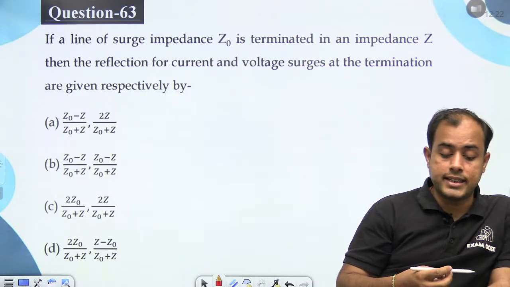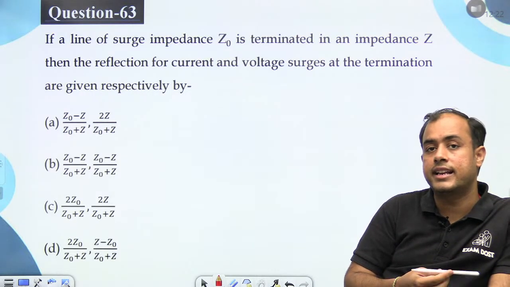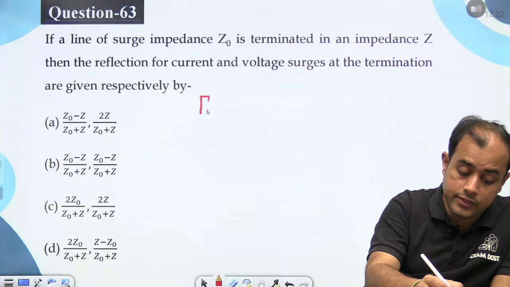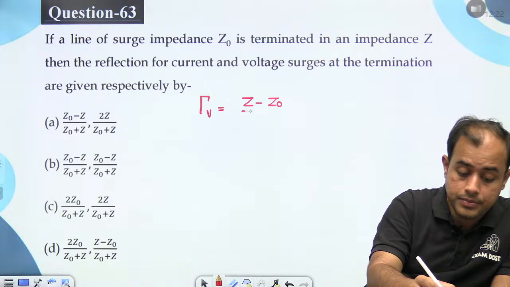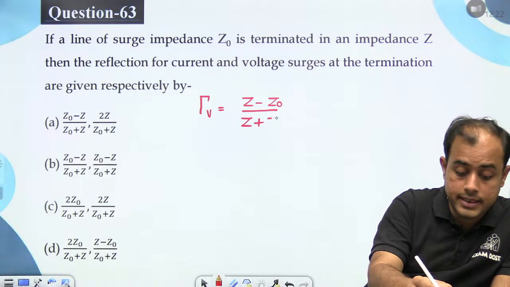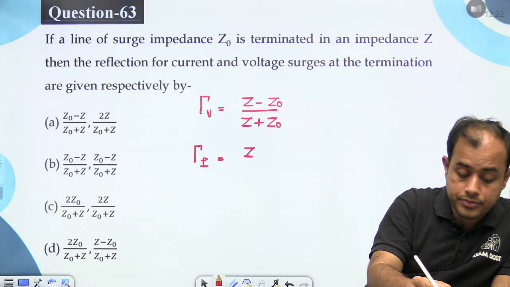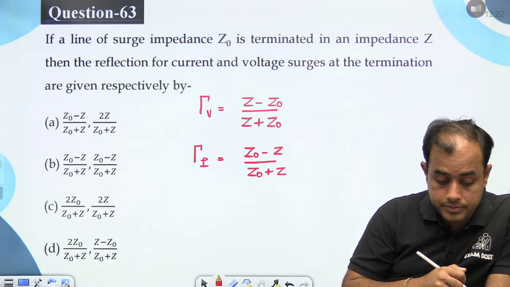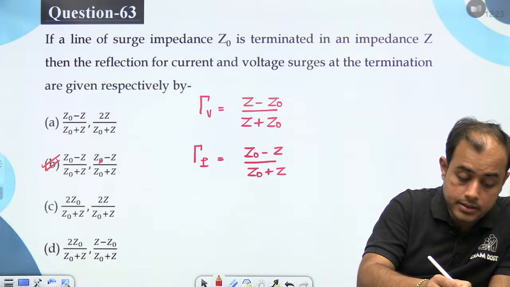ESE 2010. Line of surge impedance Z0 is terminated in impedance Z. Reflection coefficient for current and voltage. For voltage it is ZL minus ZC over ZL plus ZC. For current it is negative of this. ये Z minus Z0 होगा.